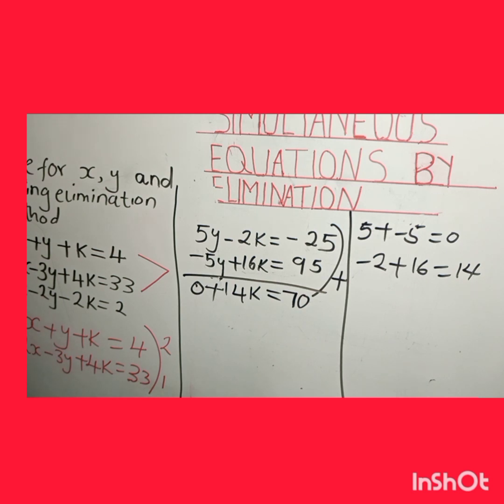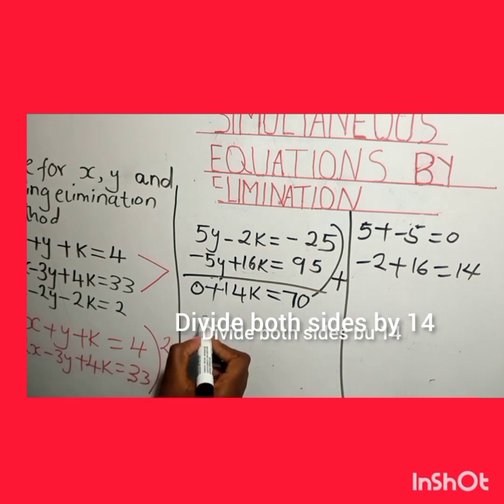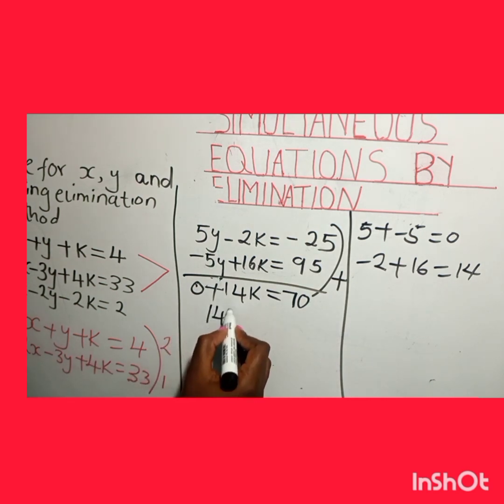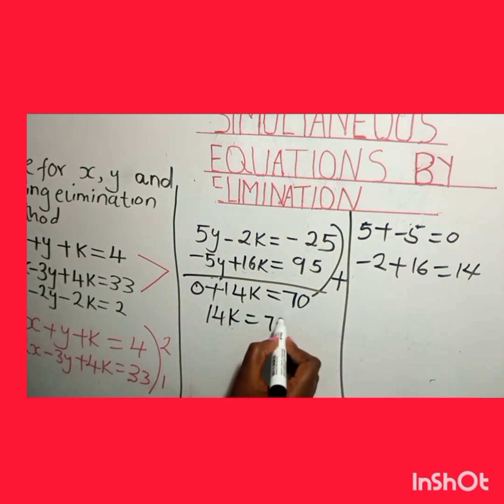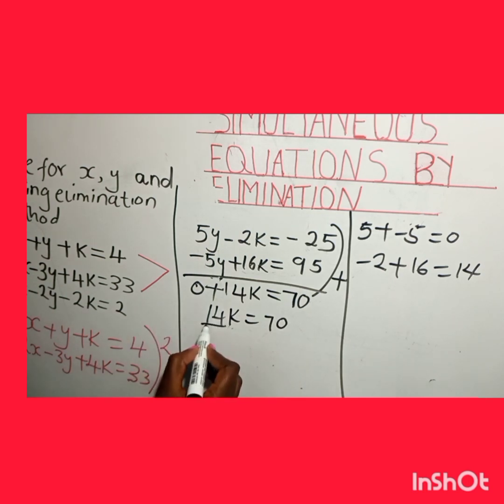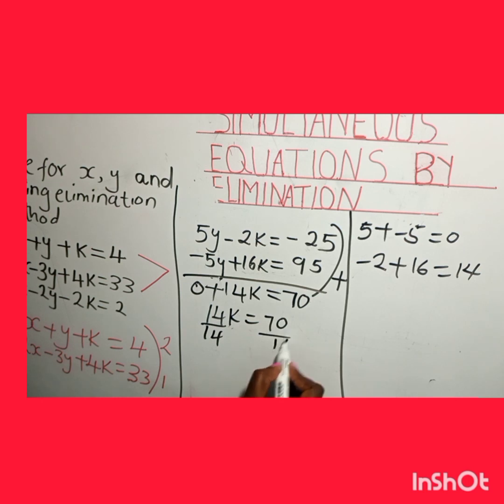Now for us to get this k, we are going to divide both sides. So we have 14k is equals to 70. For us to get k, let us divide both sides by 14. Then our k becomes 5.